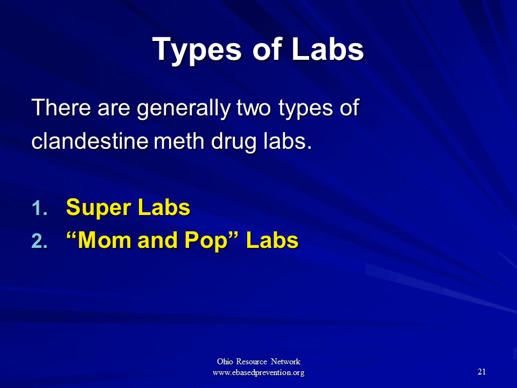Basically, there are two types of laboratories currently in operation in North America. Number one is the so-called super labs, and number two are commonly termed mom and pop labs. We'll talk about each of these in turn.